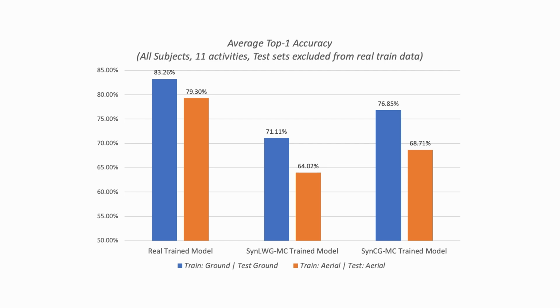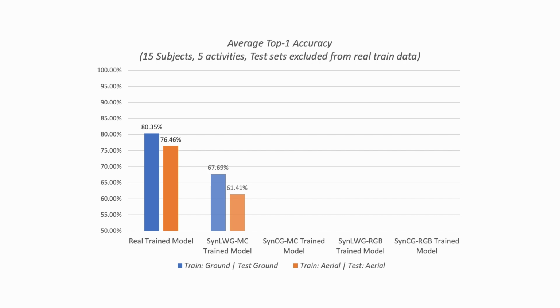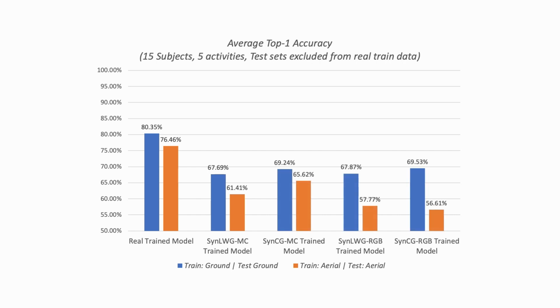This suggests that using the standard CG approach as a rendering technique to generate the training data yields better results in the performance. The third research question was, does improving the motion quality of the synthetic training data improve the performance? To answer this question, we compared the performance of the models trained on all 5 datasets and evaluated with the same test sets extracted from the real data. For this experiment, we used the gesture-only data that didn't involve object handling. Additionally, the training data only includes 15 subjects.